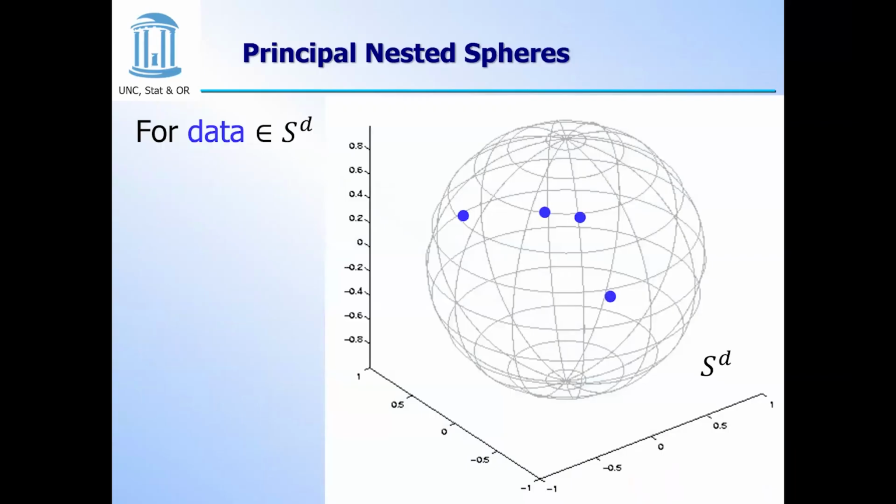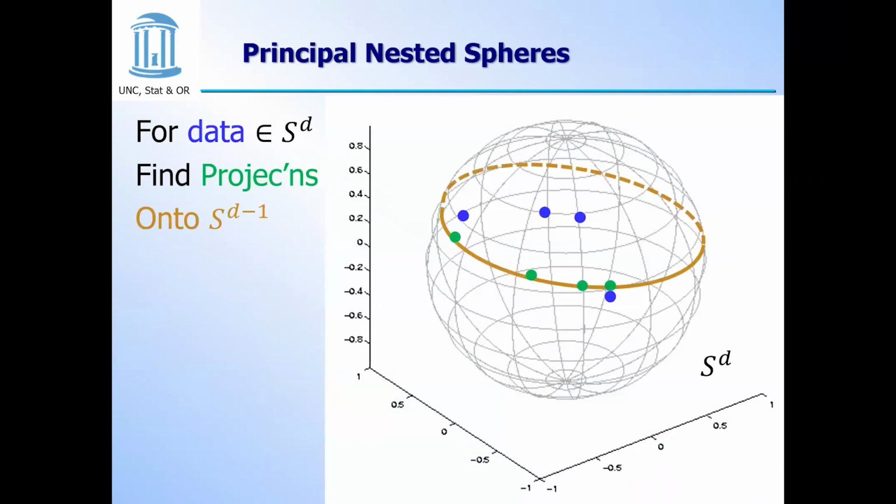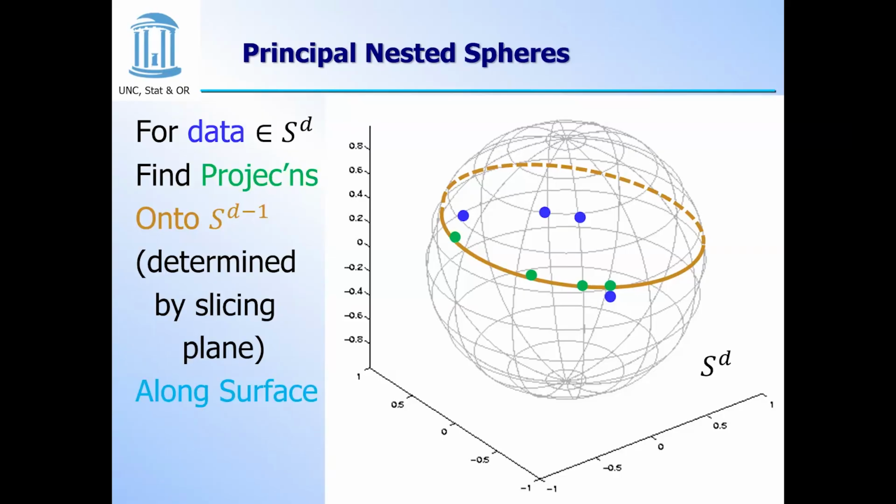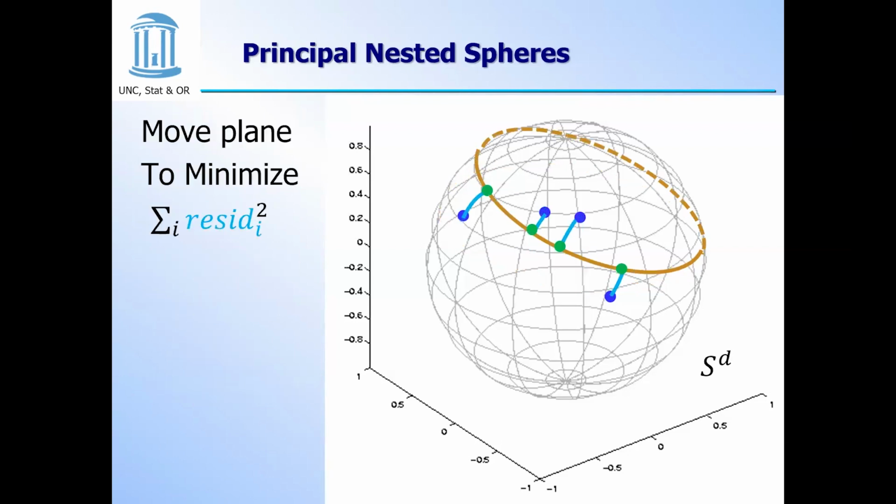Here's how I illustrate principal nested spheres. I'll think about data on the sphere. I'll think about projecting onto a subsphere of one lower dimension. I'll represent that by the gold thing here, nicely parameterized by a slicing plane. Then what you can think about is how close the data are to the subsphere. And so we like to do that intrinsically. We like our distances to be geodesics along the surface of the sphere. And then you can think about wiggling around that gold subsphere to get the best fit possible, something like this.